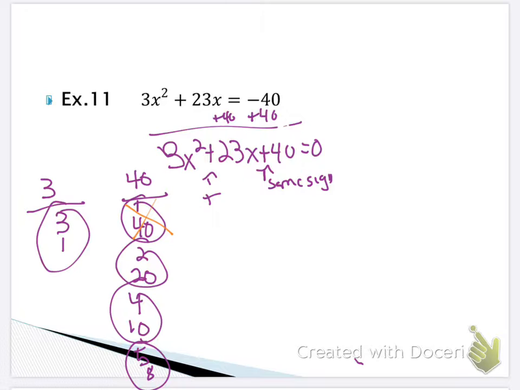Okay, so now we can look at the next one. So we have 2 and 20. So you have 2 times 3, that gives me 6, plus 1 times 20, that's 20. That gives me 26. That's not going to work. So let's try it when we switch these. We're going to cross. 3 times 20 is 60. We see this isn't going to work. It's too big.